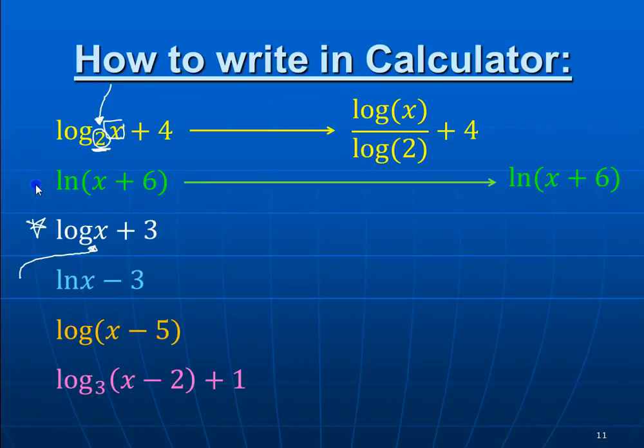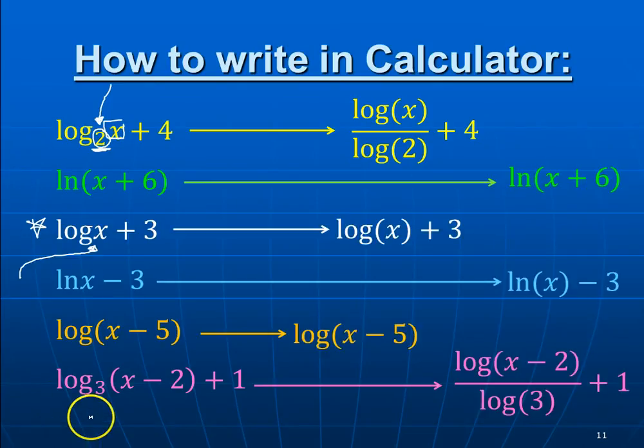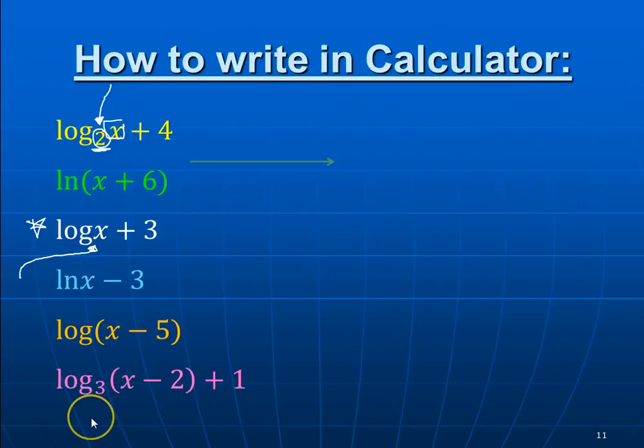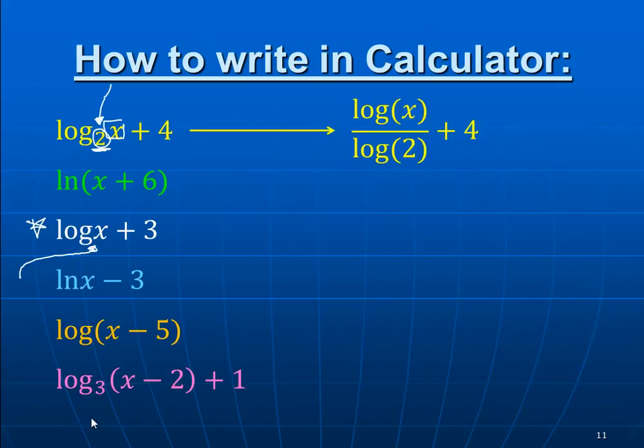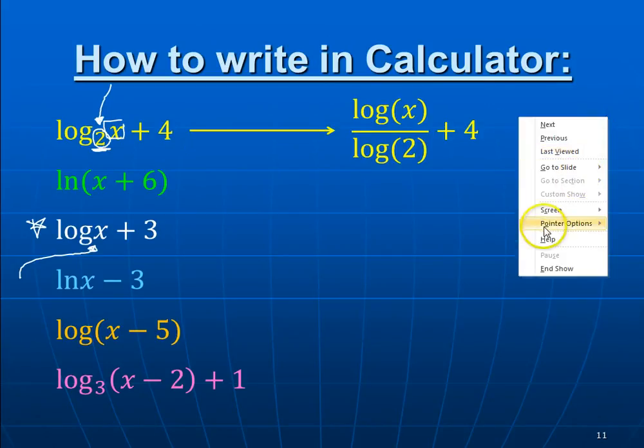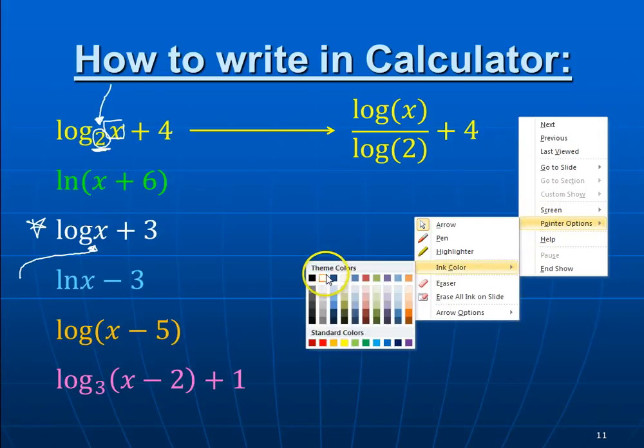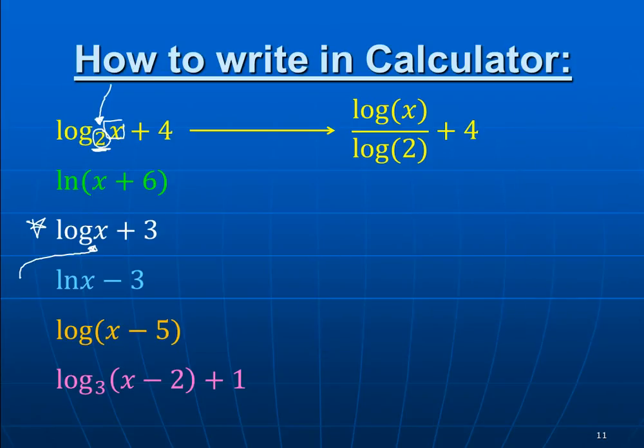Second one, we have an ln button, so we just type it straight in, since it's a natural log. So it's just natural log of x plus 6. Nothing's different on that one. You have an ln button, so you just type it straight in.